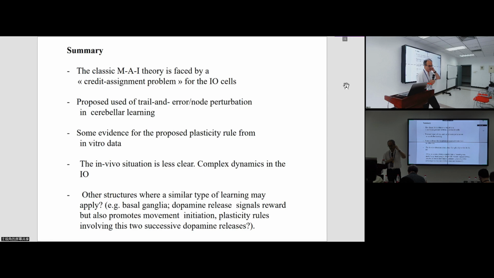Maybe the basal ganglia would be one possibility, because there dopamine is thought to have a dual role. One is action selection, and then there is the reward. So are there plasticity rules that involve both signals? This is the question.